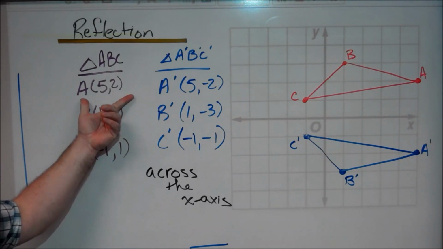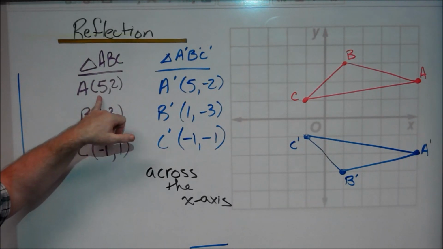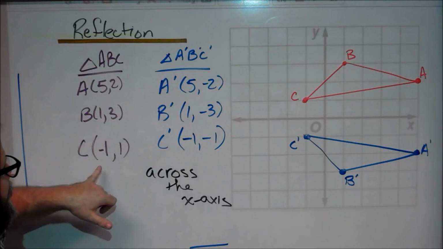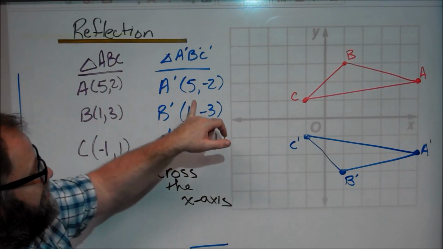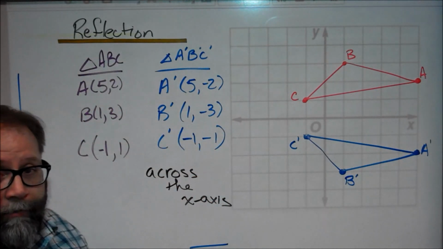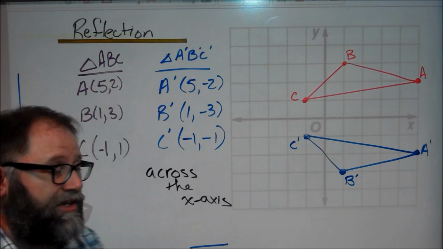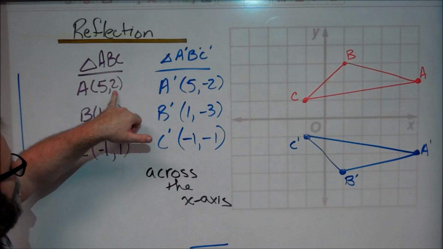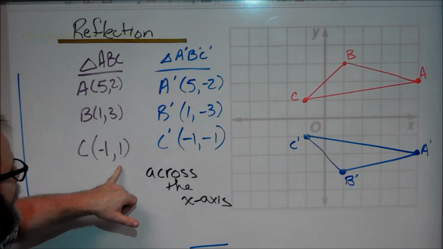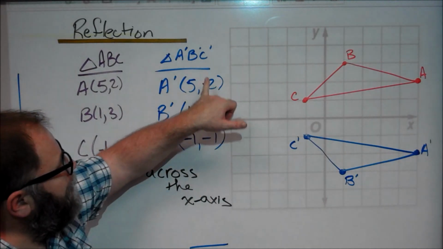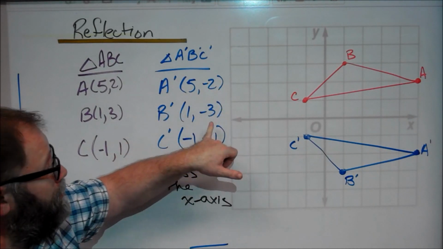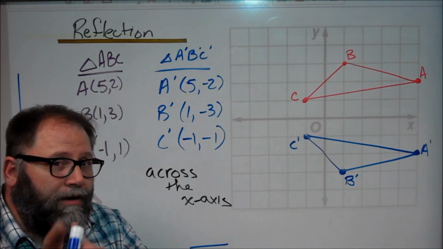So the first thing I notice here, my x's, 5, 1, and negative 1, are the same here, 5, 1, and negative 1. All right, no change in the x's. How about a change in the y's here? So I got 2, 3, and 1. A prime, B prime, C prime: negative 2, negative 3, negative 1.